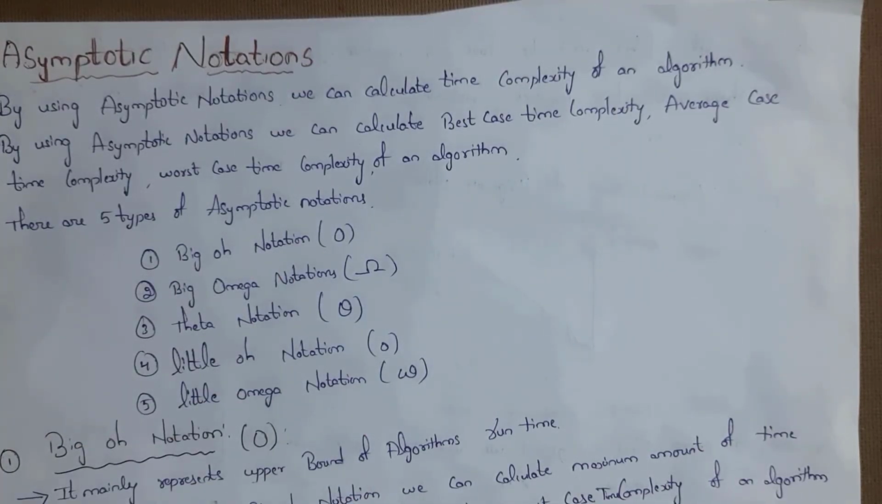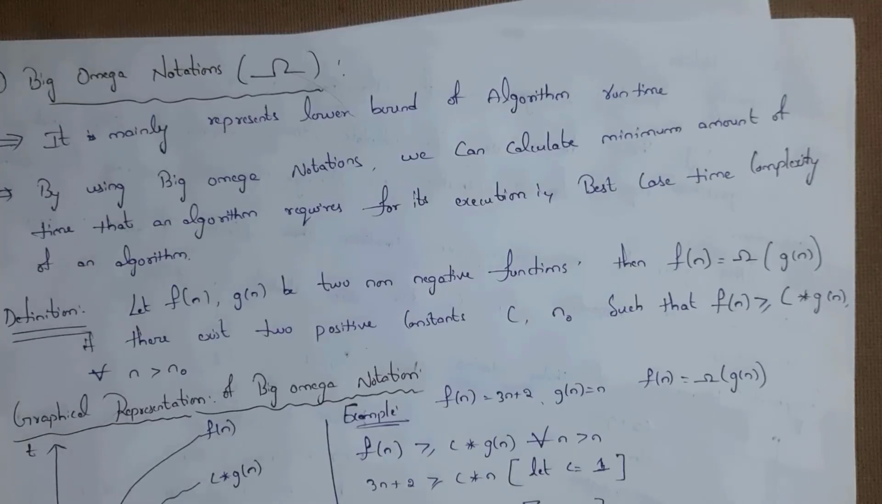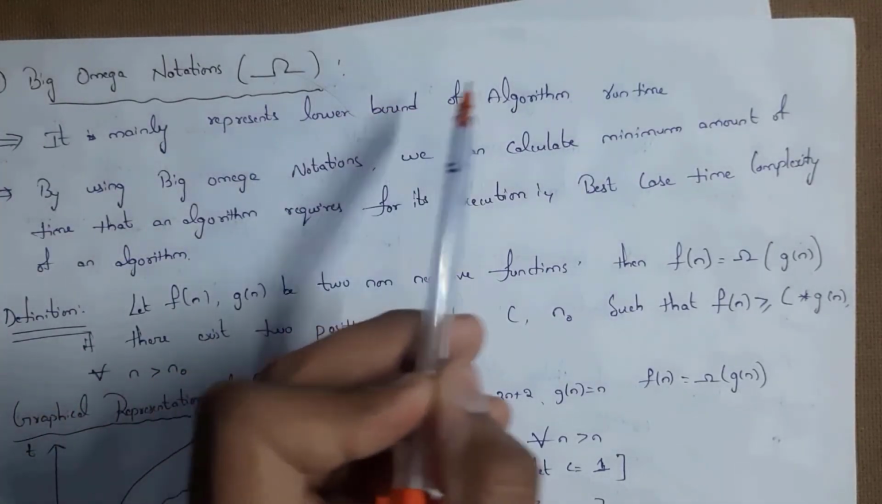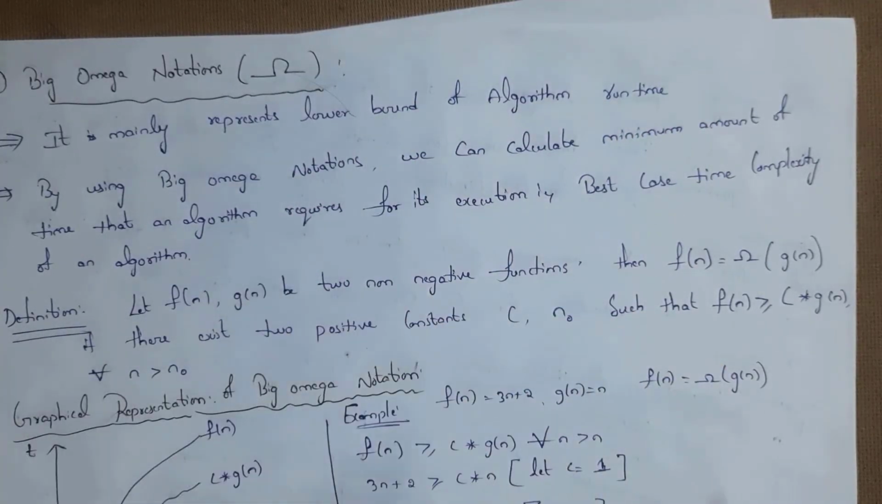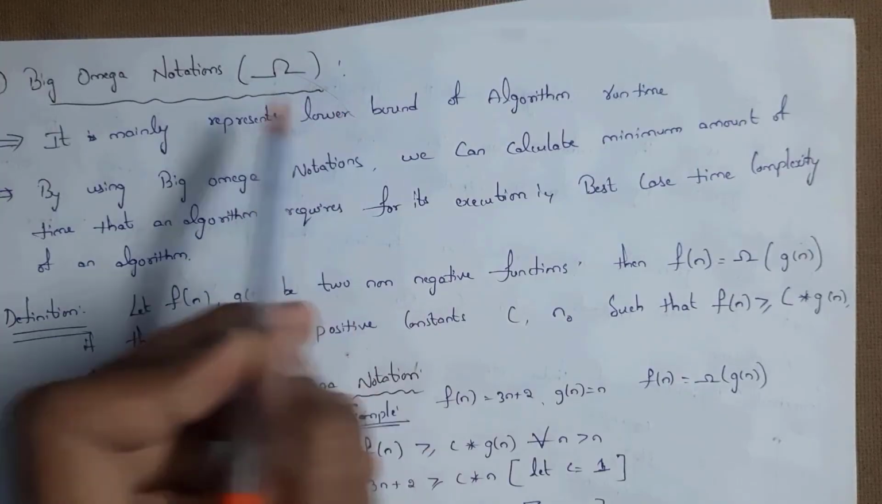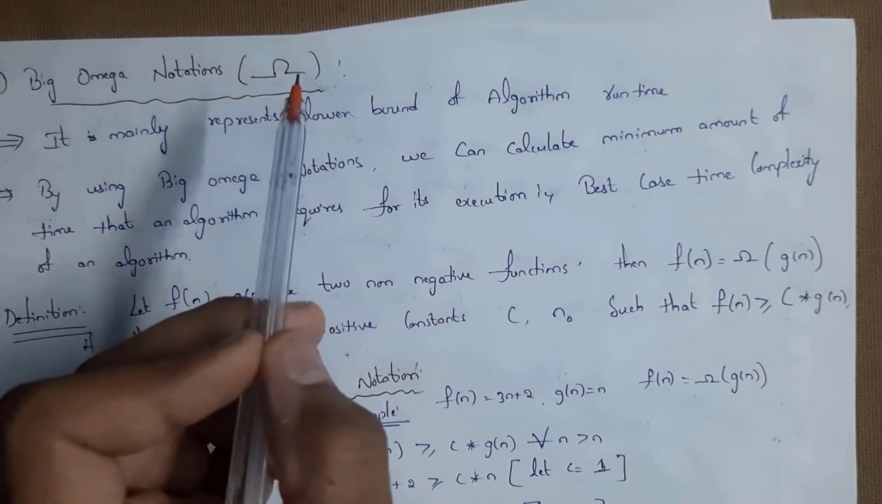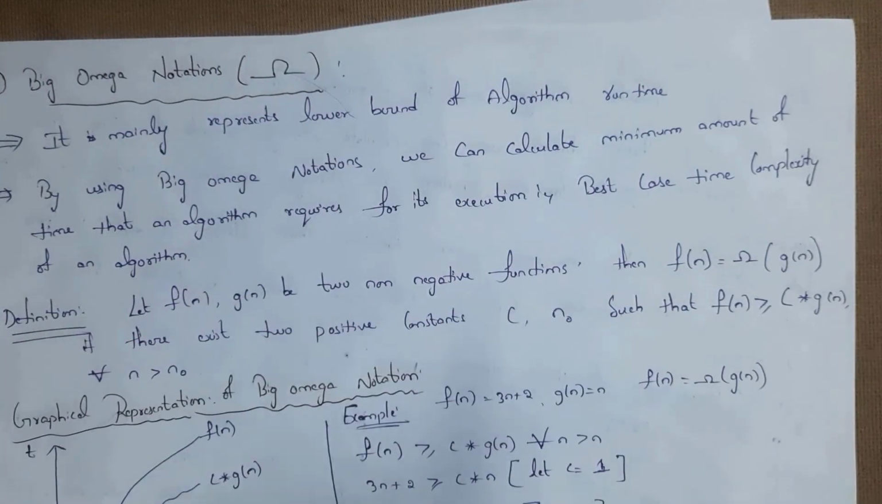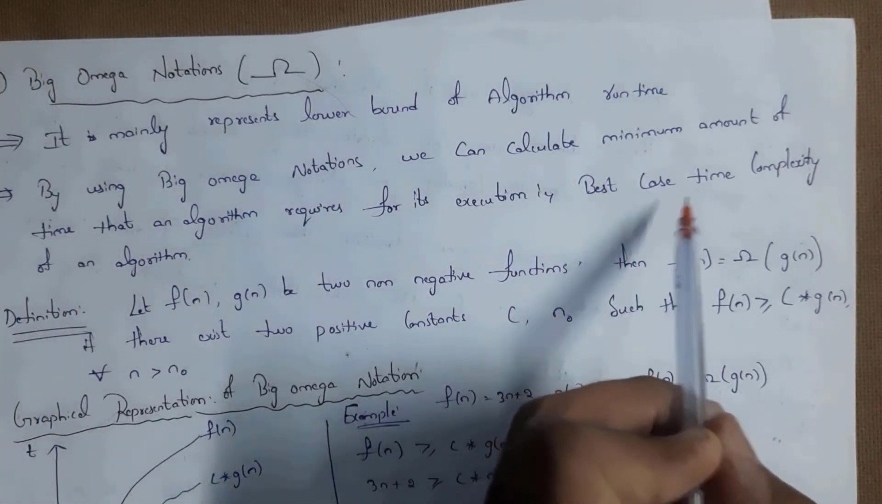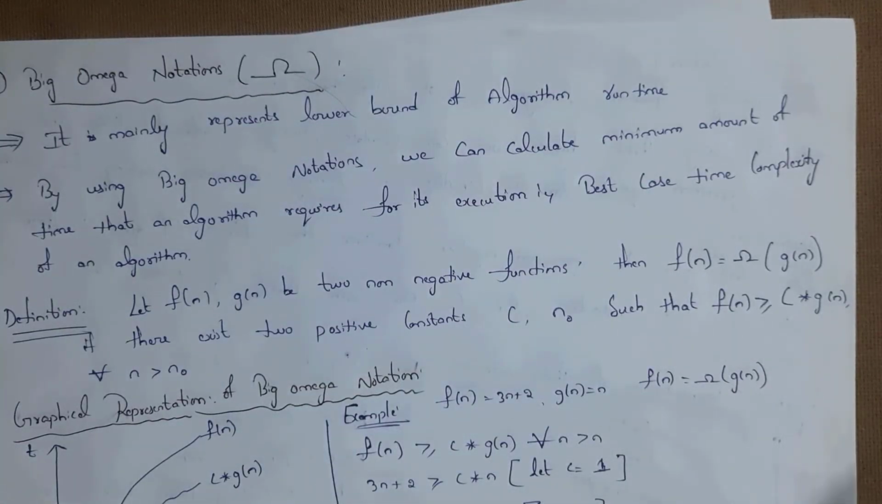Now let me explain big omega notation. Big omega notation is mainly used to represent the lower bound of an algorithm's runtime, whereas big O notation is used to represent the upper bound of an algorithm. And by using big omega notation, we can calculate the best case time complexity of an algorithm.